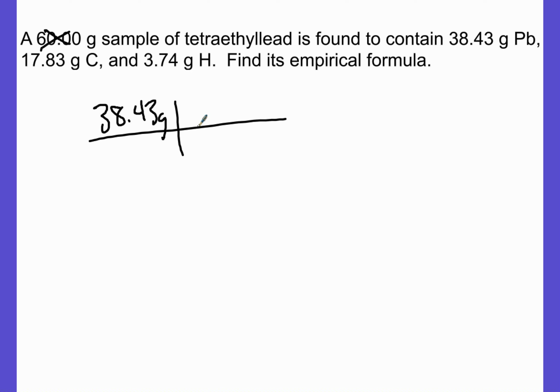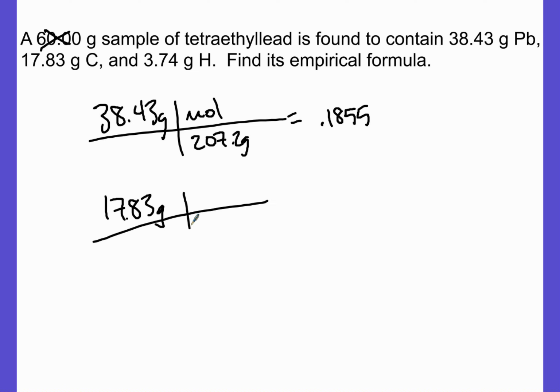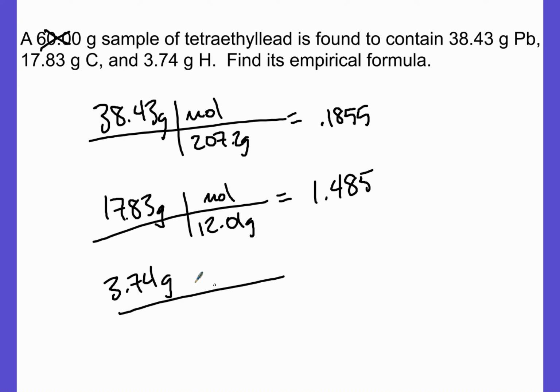So I'm going to divide by my value for lead, which is pretty big. Should be 207.2 grams per mole. That's going to give me a value of 0.1855. And then I'm going to take 17.83 grams, and I'm going to divide it by 12.01. And that's going to give me a value of 1.485. And then I'm going to take my 3.74 grams, divide that by 1.01. And that's going to give me a 3.70.